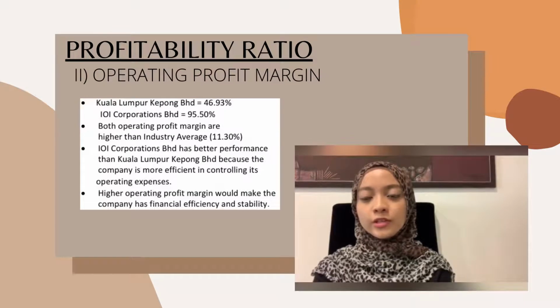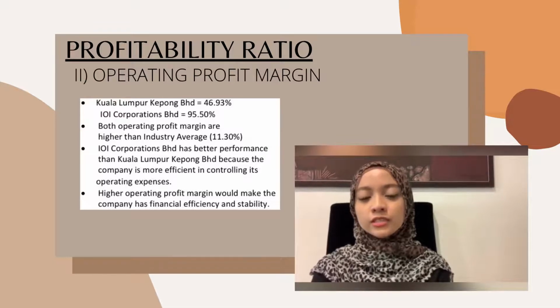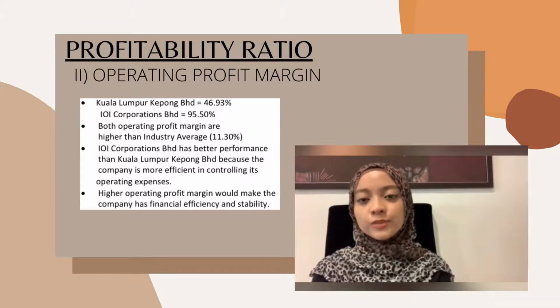For operating profit margin, Kuala Lumpur Kepong Berhad's operating profit margin is 46.93%, and IOI Corporation Berhad's operating profit margin is 95.5%. Both companies' operating profit margins are higher than the industry average, which is 11.3%.